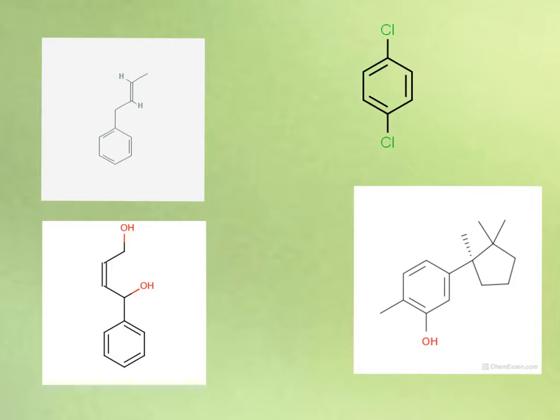So let's look at some of these. In this example on the upper right, we have our benzene ring, and we can see that we have a position 1, and this would be in position 4. So this is 1,4 dichloro, and they call this one benzene. So 1,4 dichlorobenzene. You could also call this para dichlorobenzene, and that would be acceptable.